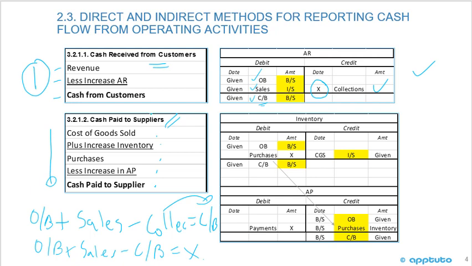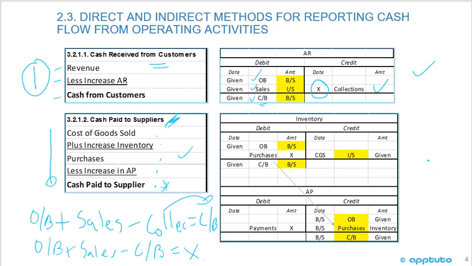And that makes sense because we're buying inventory, and when we debit cost of goods sold, we credit inventory. So we're starting with cost of goods sold plus inventory increases or subtract inventory decreases. That gives us our purchases, less increase in accounts payable, or plus decrease in accounts payable, and that's our cash paid to the supplier.